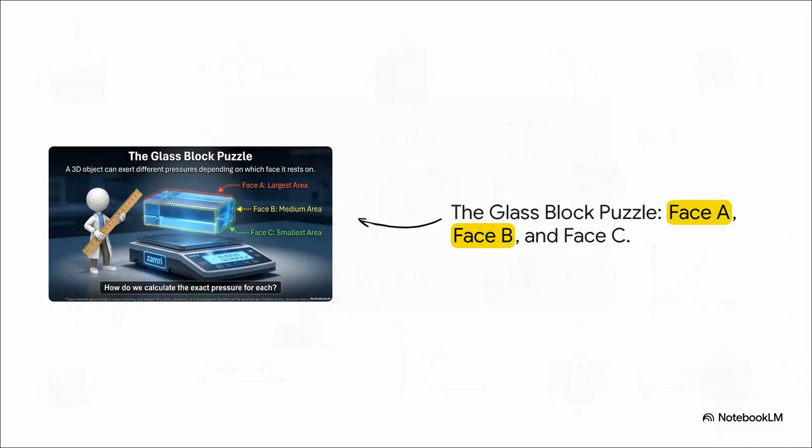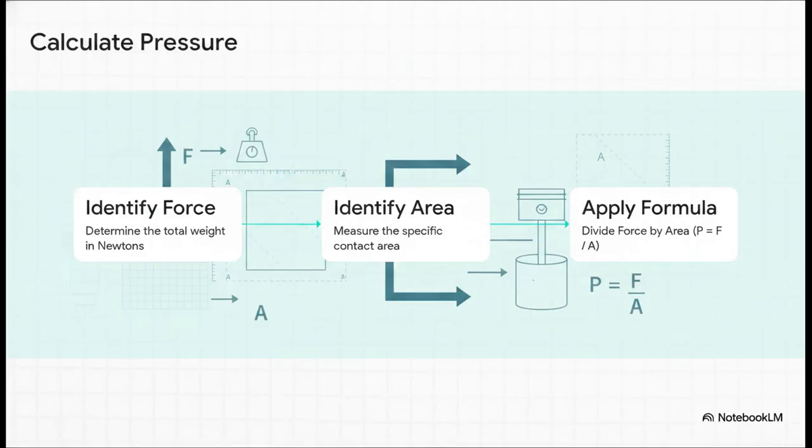Picture a standard rectangular glass block. It has 3 distinct pairs of faces. Face A is the largest, it's wide and flat. Face B is the medium-sized side. And face C, right on the end, is the absolute smallest area. Consider the geometry we're dealing with here. Which of these faces, when you place it flat on the table, will concentrate the downward force of the block's weight the most?